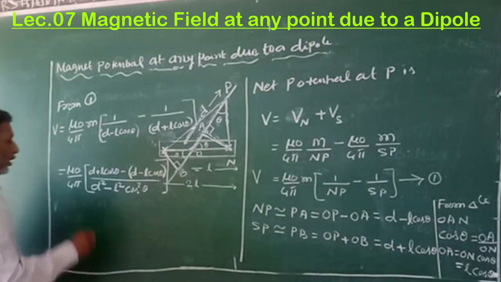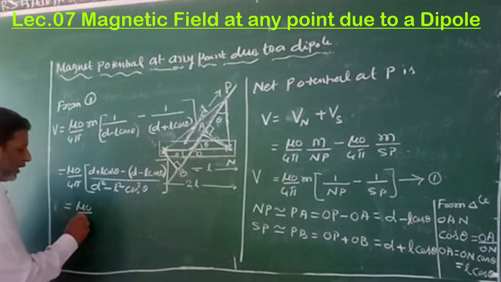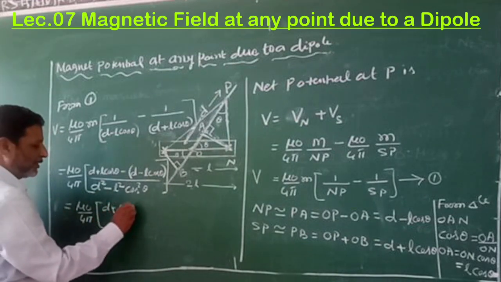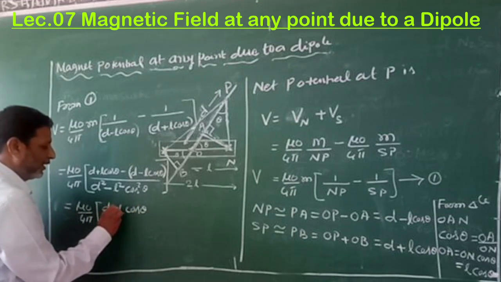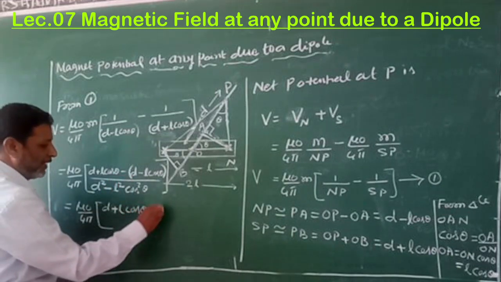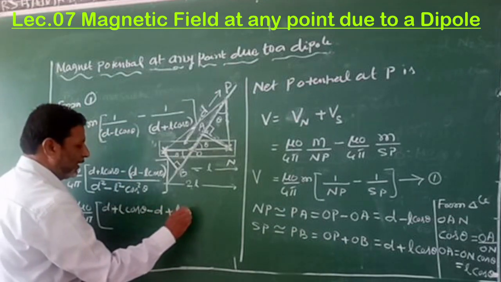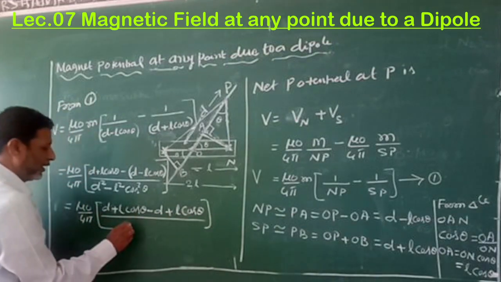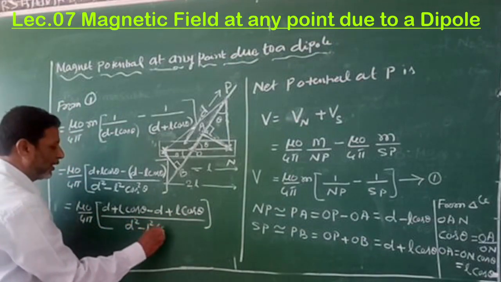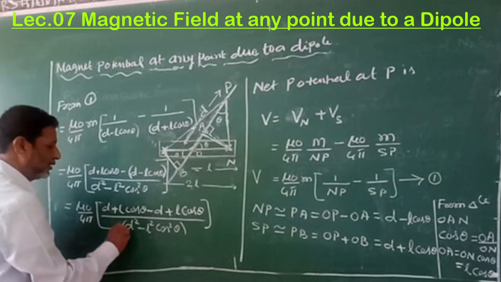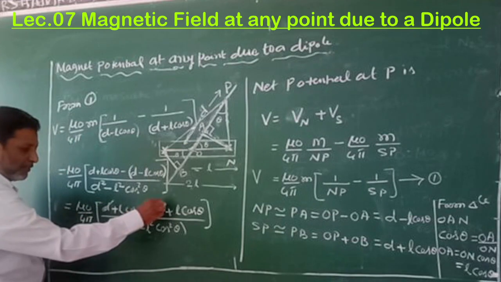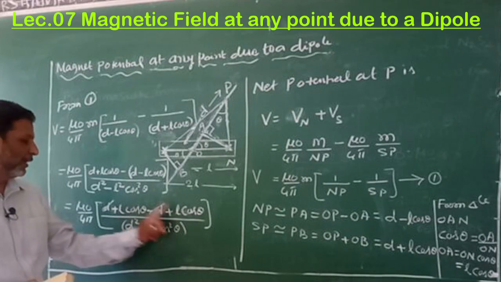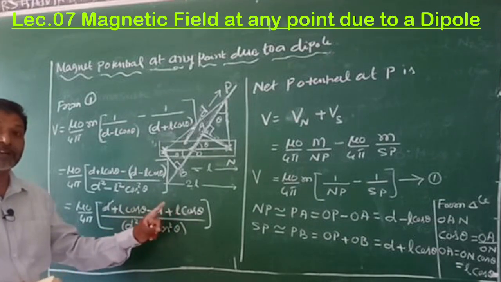Now this is equal to mu naught divided by 4 pi m, D plus L cos theta. Now you send the negative sign inside the bracket, then minus D, minus of minus is plus L cos theta, divided by D square minus L square cos square theta. Now these two factors will get cancelled. What is left here? You are left with L cos theta plus L cos theta, which you can write as 2L cos theta.